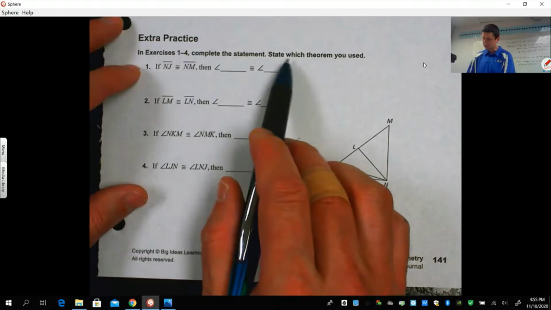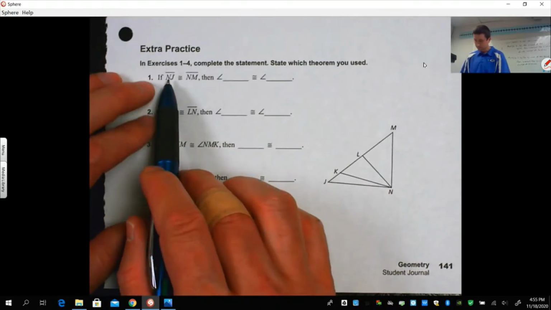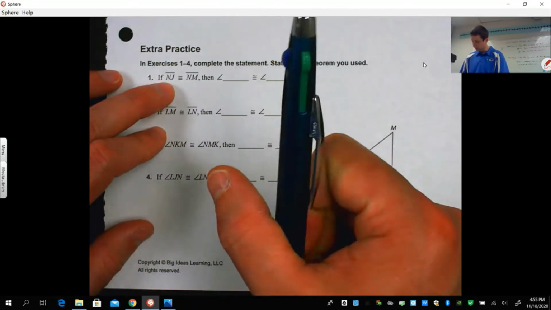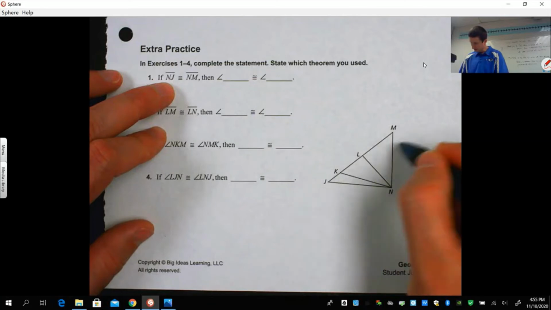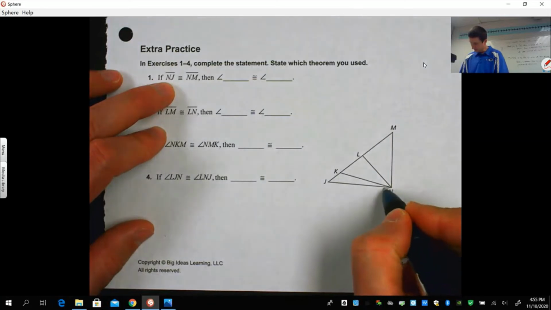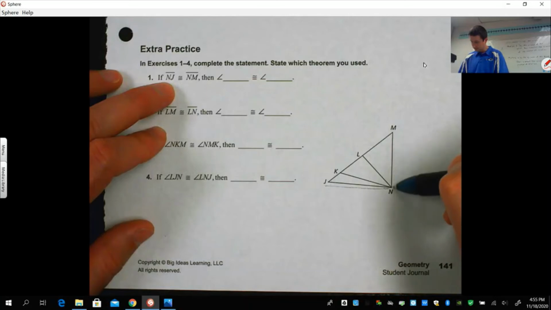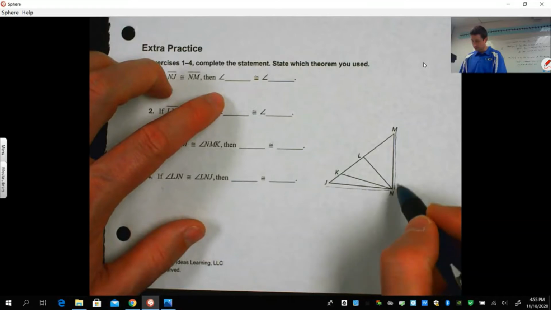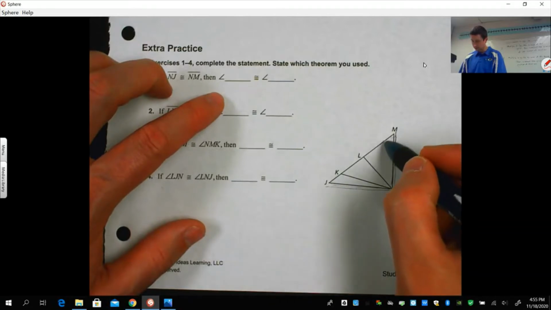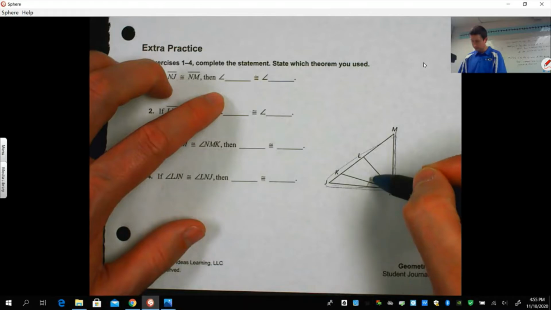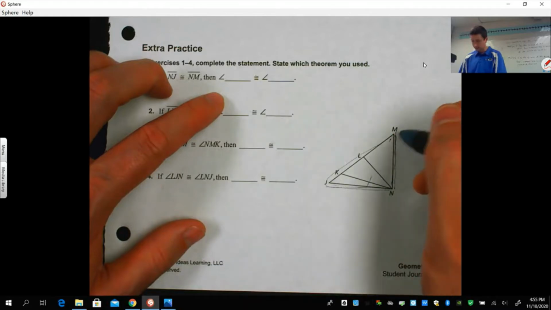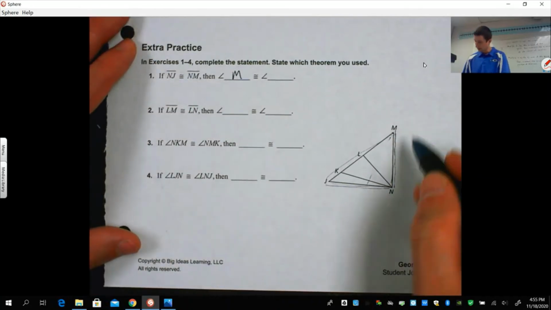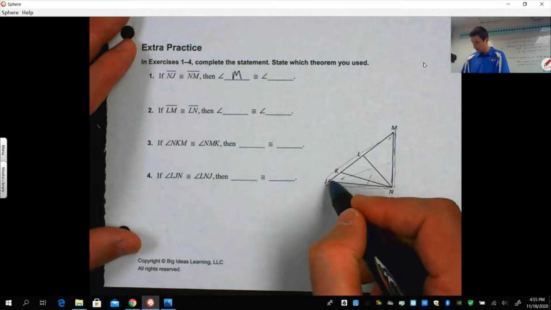So complete the statement, state which theorem you used. So if NJ is congruent to NM, so let's see, I'm on black right now. So if NJ is right there, is congruent to NM, then angle what is congruent to angle what? So here are my two congruent sides. Notice the triangle. So the opposite side would be over here. That'd be angle M. Now I can use just the letter M because it's the only angle with that point. And opposite this side would go over here. That'd be angle J.